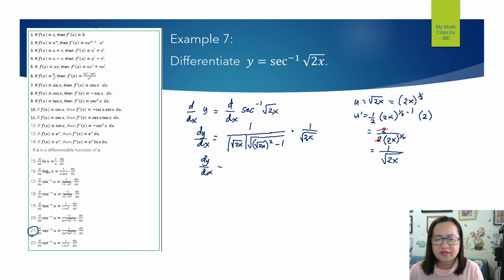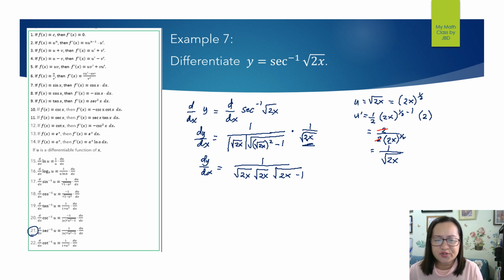Now simplifying the expression at the right, we will have 1 over the absolute value of the square root of 2x. And then we multiply this, so we will have the square root of 2x times the square root of 2x raised to 2 would be 2x. So we will have 2x minus 1 under the radical sign.